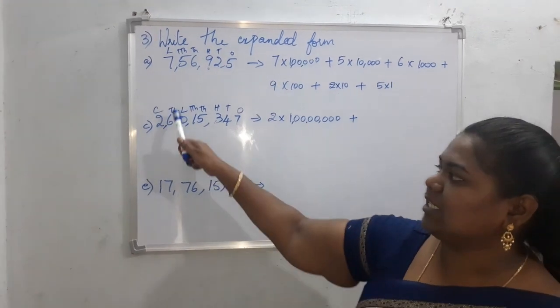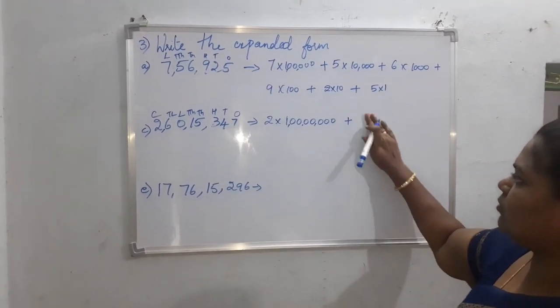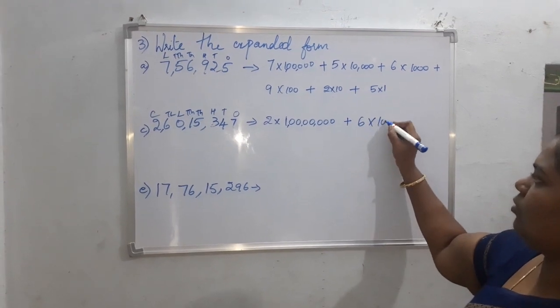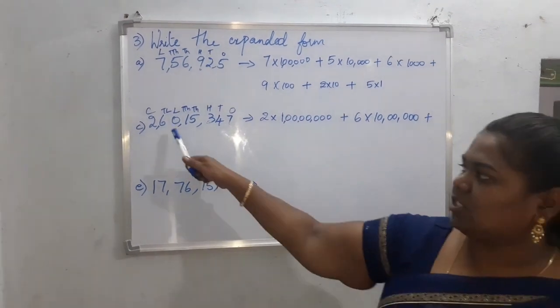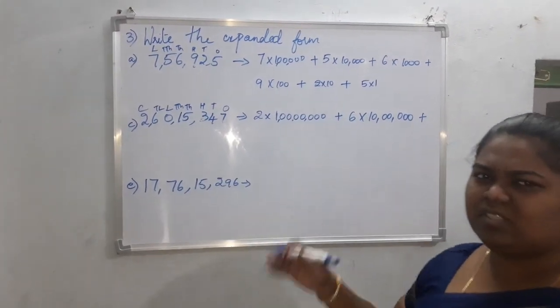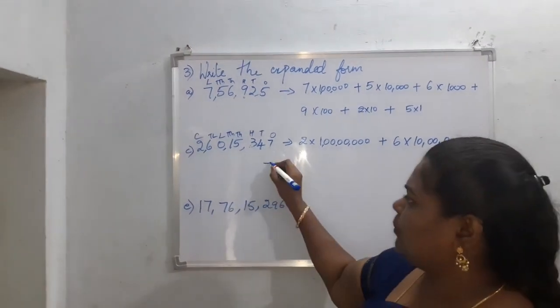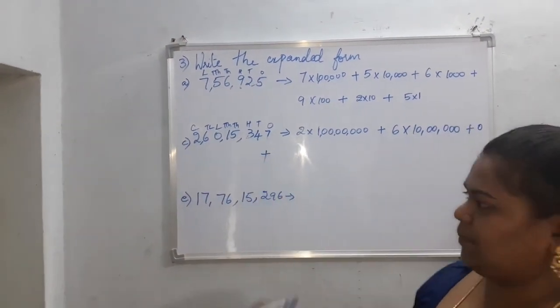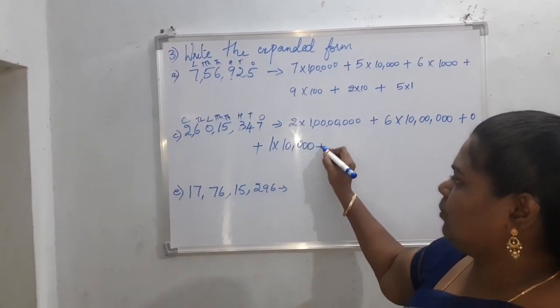Next, 6 is in 10 lakhs place. So 6 into 10 lakh plus. 0 is in lakhs place. You need not put 0 into something. Just put 1 0. That is enough. Plus. 1 is in 10,000's place. So 1 into 10,000 plus.